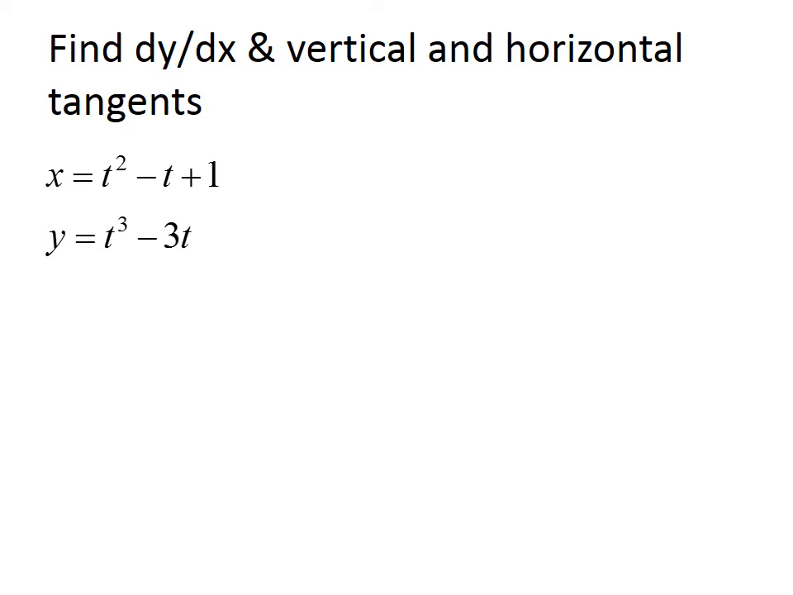Okay, to find horizontal and vertical tangents. Remember, a horizontal tangent occurs when the derivative is 0. A vertical tangent occurs when the derivative is undefined, or when the denominator of the derivative is 0.